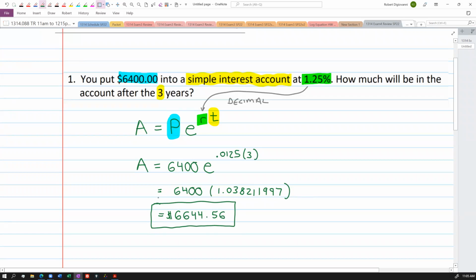Questions? What I didn't ask, but something I could ask, is in addition to how much will be in the account, I could ask you how much interest was earned. That would be asking you, how much money did you make? So how would you get that? Yeah, take this, subtract this, and that would give you how much interest you earned. How much did your money grow by, right? So I could ask that, just be ready for it.